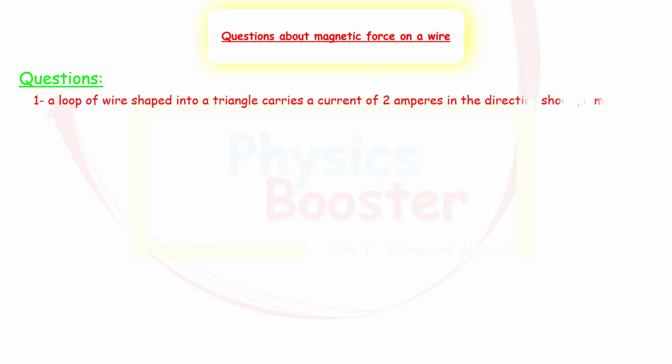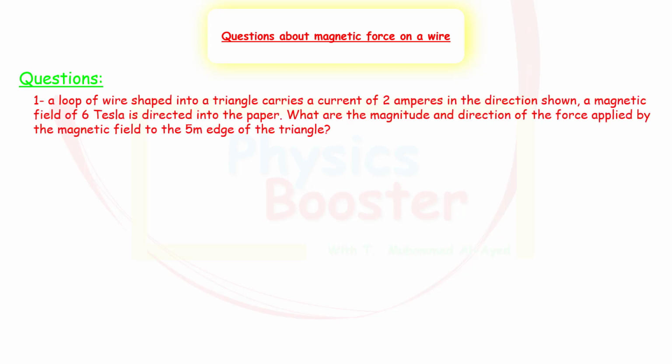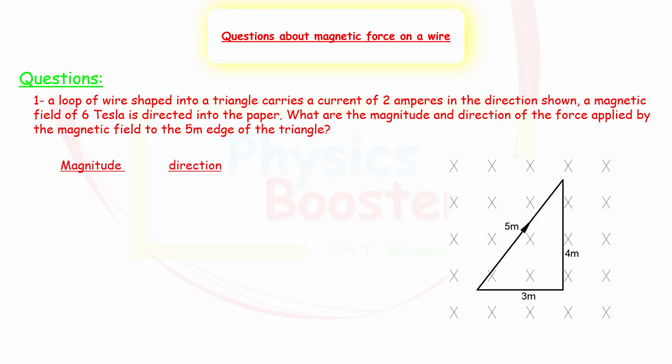Question number 1. It says that a loop of wire shaped into a triangle carries a current of 2 amperes in the direction shown. Now, a magnetic field of 6 teslas is directed into the paper. So the X means that the direction of the magnetic field is going into the paper. What are the magnitude and the direction of the force applied by the magnetic field to the 5-meter edge of the triangle? So we have 3 edges. It's asking about the force on the 5-meter edge of the triangle.